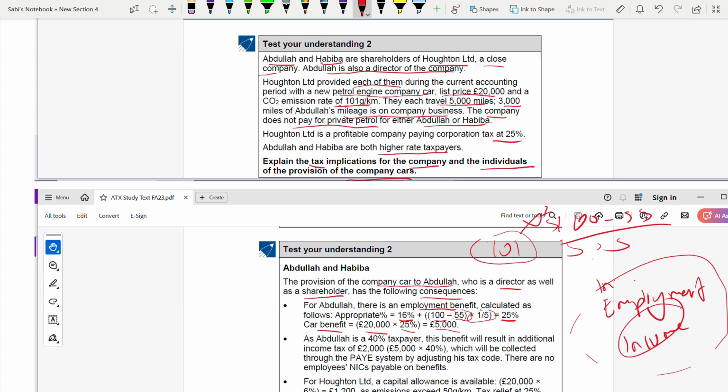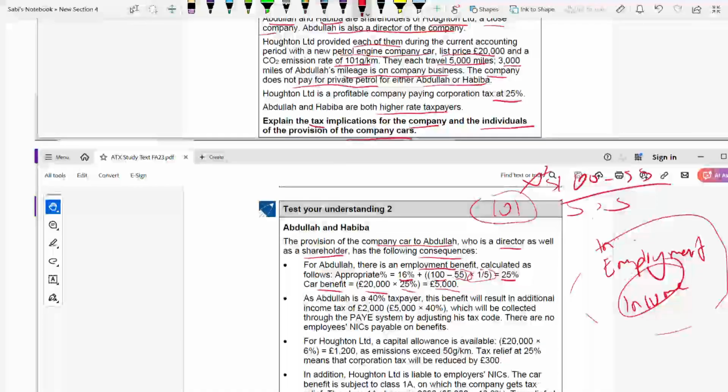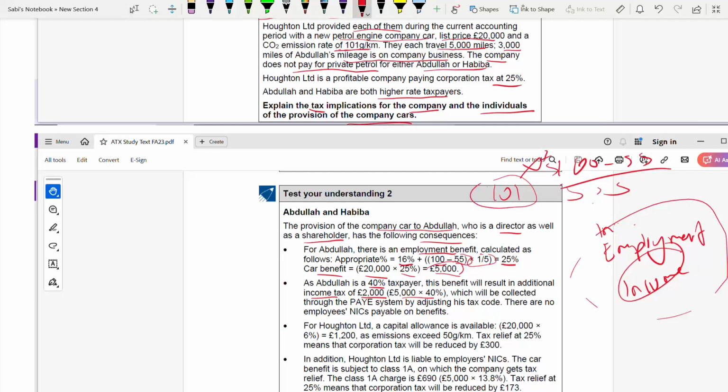Now you are a higher rate taxpayer. Higher rate income tax is 40%. So this 5,000 you will pay at 40%. So your income tax is 2,000. Additional income tax for Abdullah is 2,000. And this will be collected through the PAYE system by adjusting his tax code.